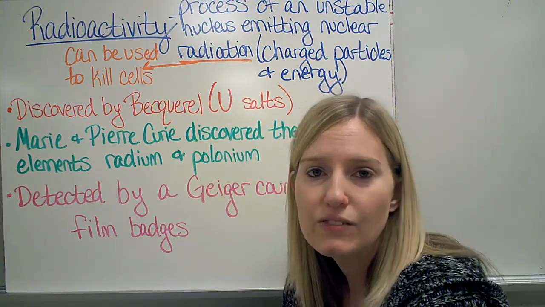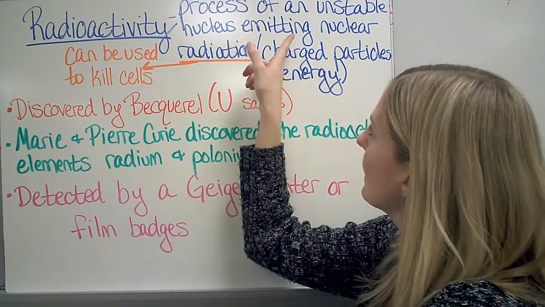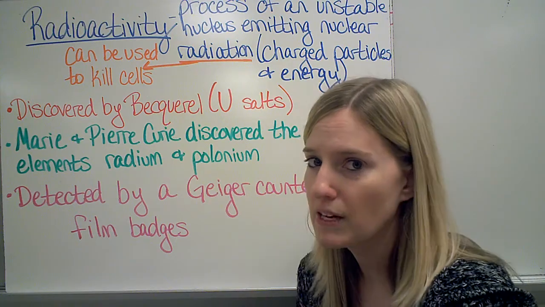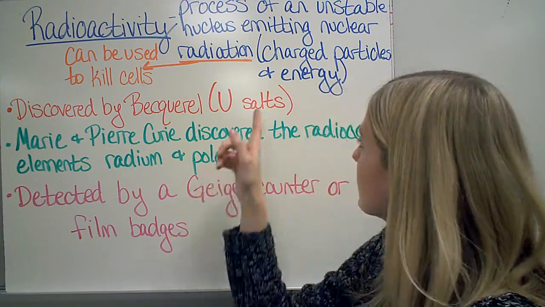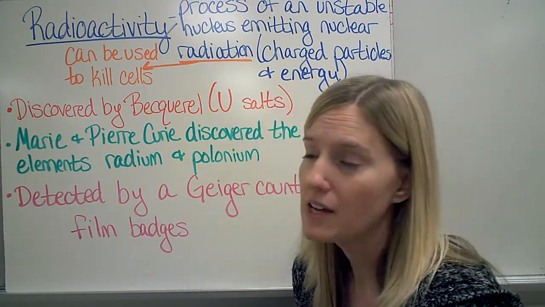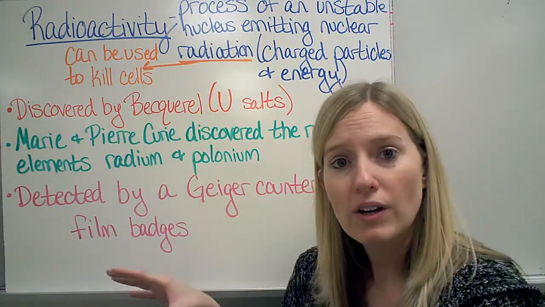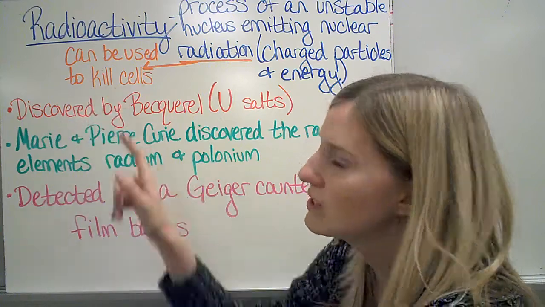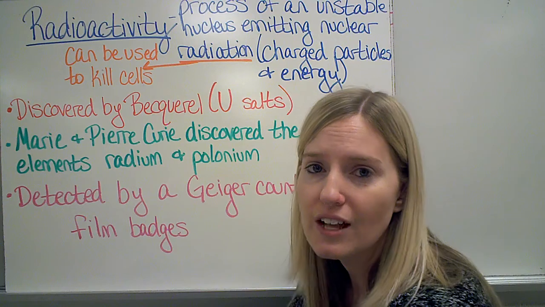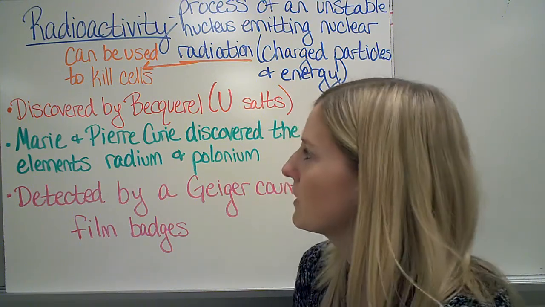So radioactivity in general is when an unstable nucleus ends up emitting radiation. So as we said before, alpha particles, beta particles, and gamma rays. So those charged particles are the alpha particles and beta particles, and the energy are the gamma rays. That radiation, as we said before, has a few uses. One other use is that it can be used to kill cells. So we obviously don't want it to kill good cells. We want that radiation to kill bad cells, such as cancer cells.